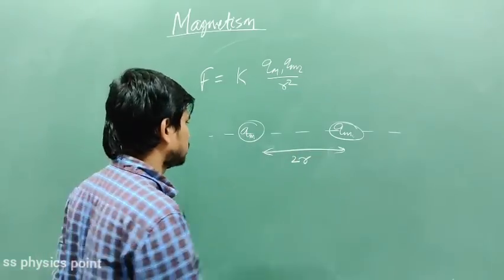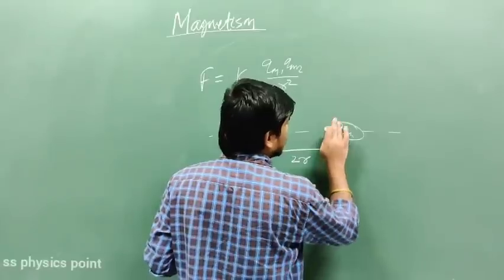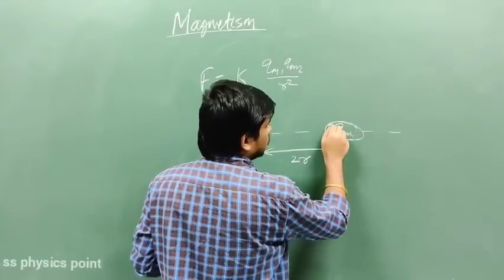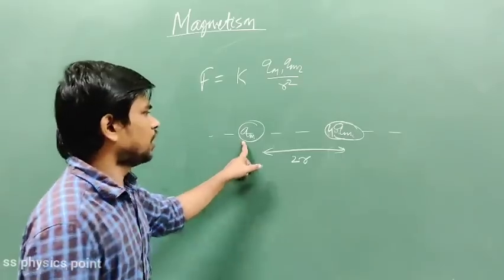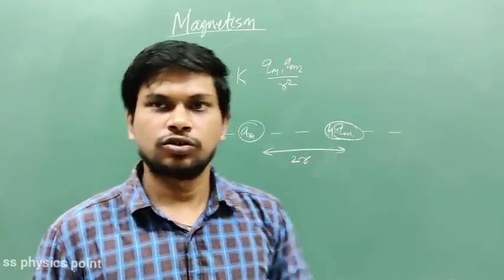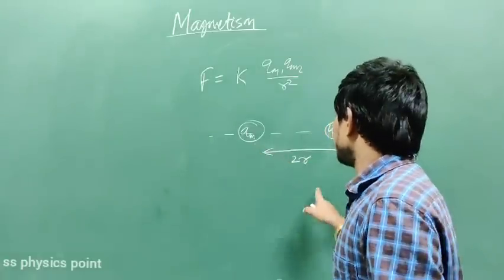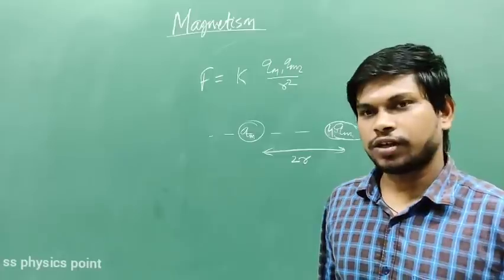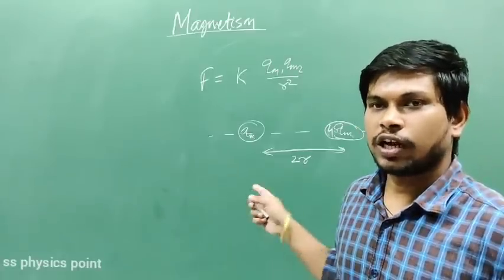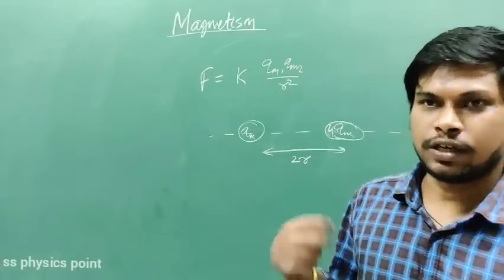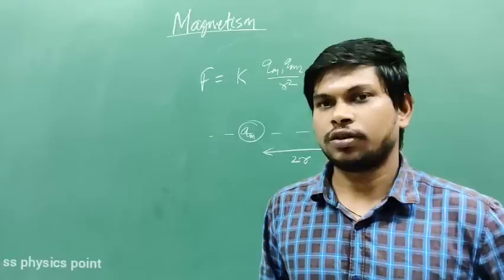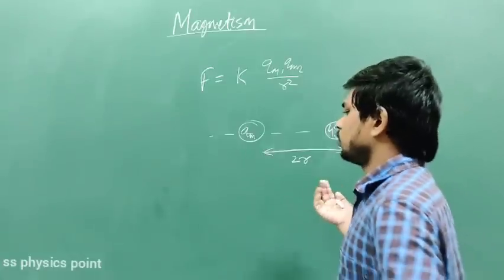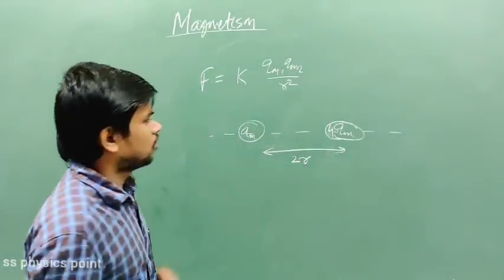They will ask. Suppose this is Qm, and this is 4Qm. So just try to solve this one. The distance between them is 2r. Find the point where the net magnetic field is 0. Just try to solve it yourself and share it on WhatsApp so that I can know who is doing and who is not watching and not solving the questions.